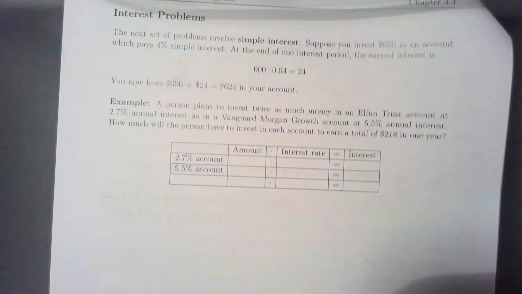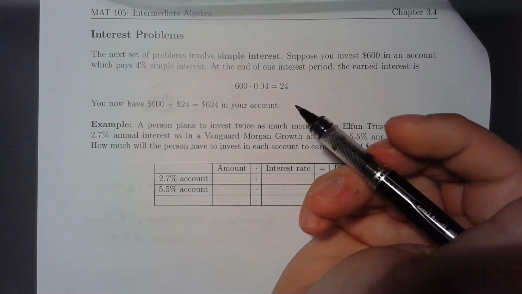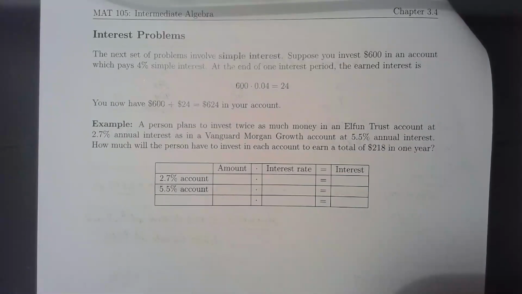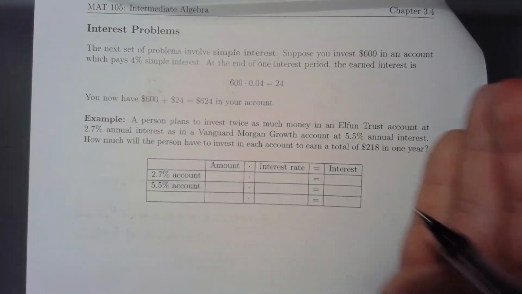All right, so we're going to move on to interest problems now. The only difference with these types of problems is the formula we're using. That's really it. When we were doing total value, we were looking at the total number of stuff times the price of the stuff gives you the total value of the stuff.